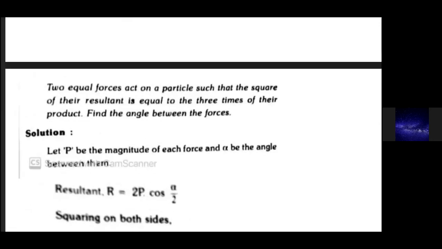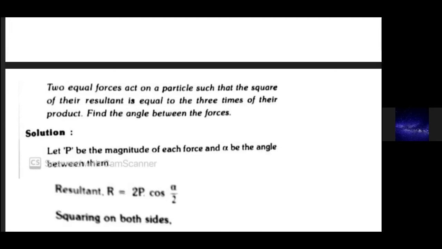So two equal forces act on a particle such that the square of their resultant is equal to 3 times their product. Find the angle between the forces. So here the two forces are equal in magnitude, and another condition is also given. It says that the square of the resultant, if R is the resultant, R square is equal to 3 times the product.